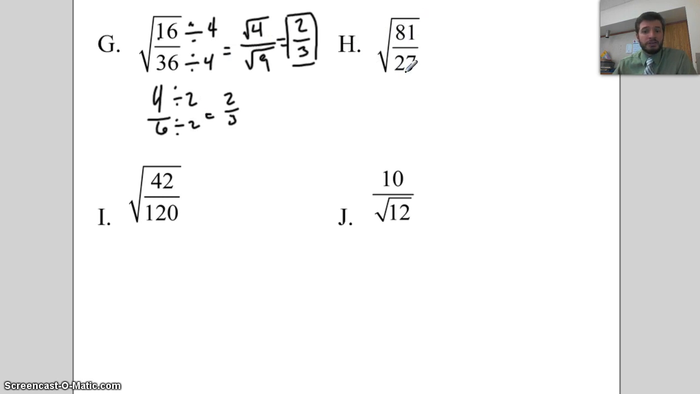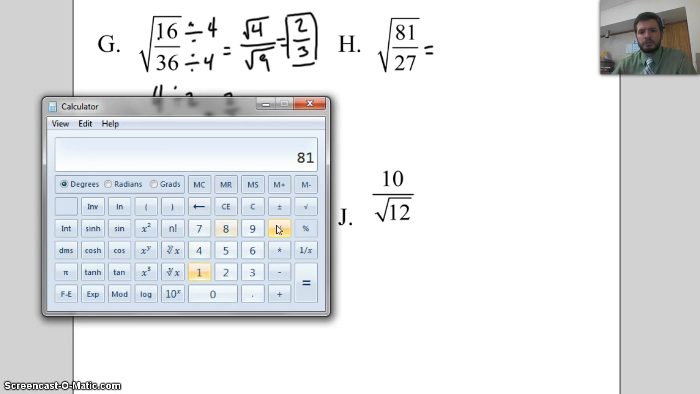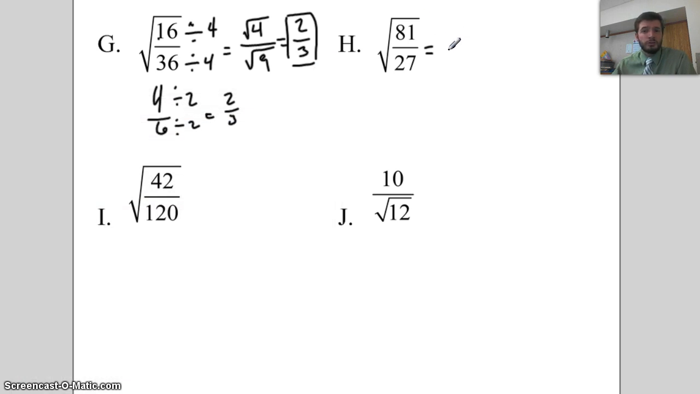Again, if I can actually divide these out, which would be 81 divided by 27, is 3, I believe. Let's check, make sure. 81 divided by 27 is 3. Look at that. So this will just reduce into the square root of 3 right here. And we can just leave it like that.